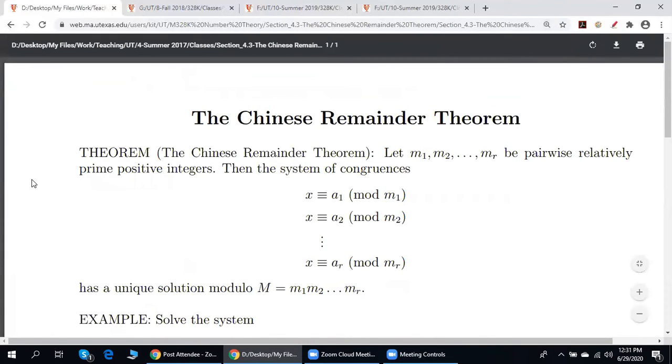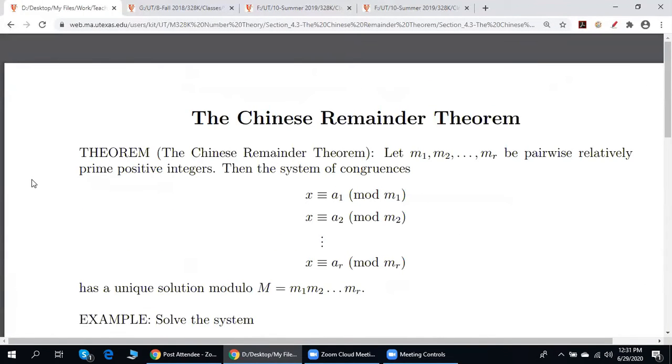Section 4.3, the Chinese remainder theorem. Let us consider the following sequence of congruences, where M1, M2, and so on, MR are pairwise relatively prime positive integers. Pairwise means if we pick any two numbers here, these two numbers are relatively prime.